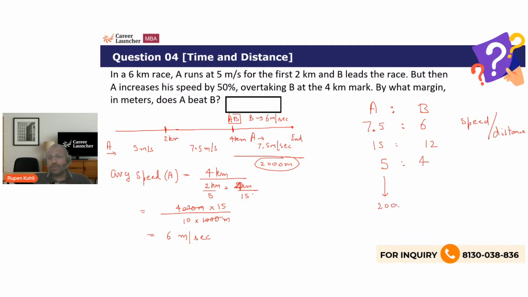This is 2000. 5 into 400 is 2000. So 4 into 400 will be 1600. So B loses the race by a margin of 400 meters, right? 400 meters, right? Thank you, Prashant. Thank you, Nishka. All right.